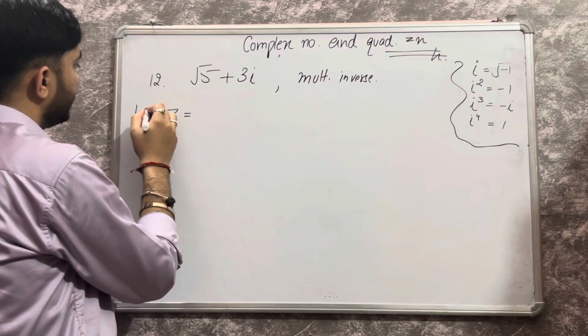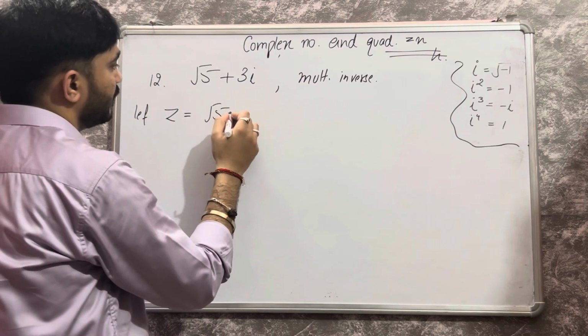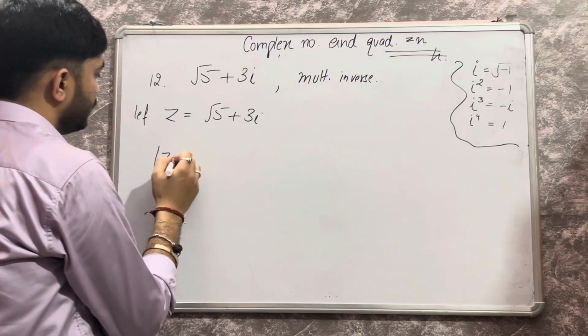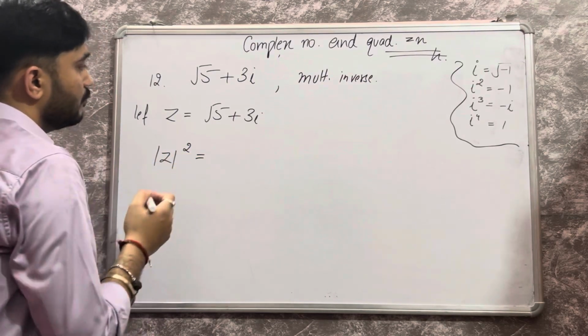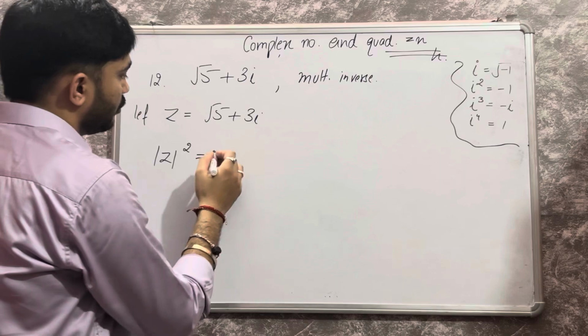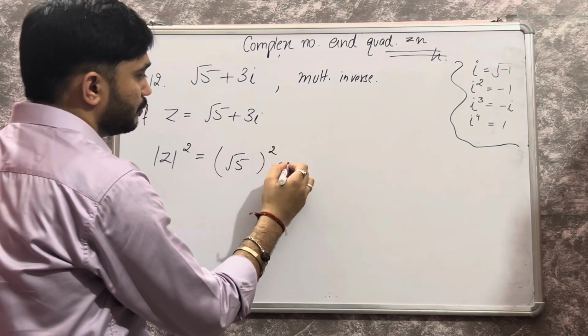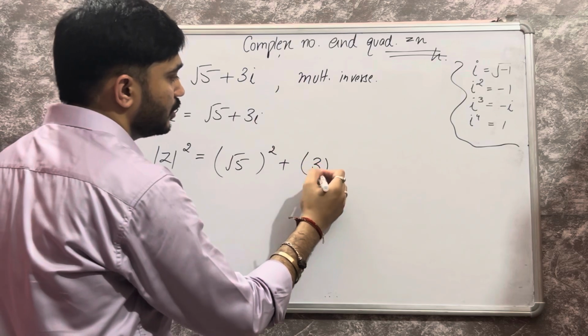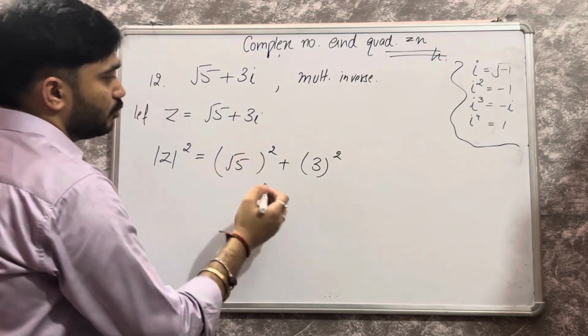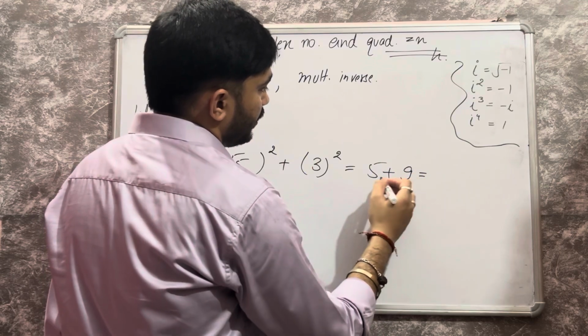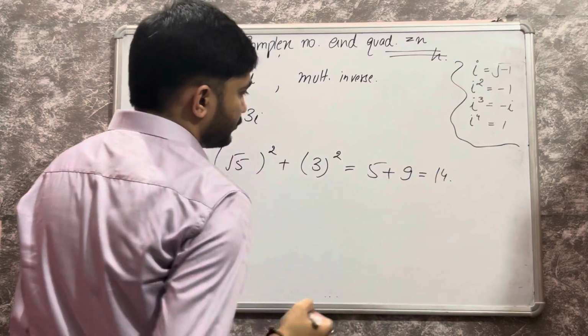Firstly, let z is equal to under root 5 plus 3 iota. Now we have to find the mod square of z. How we are going to do this? Take the square of real part plus take the square of imaginary part. Under root 5 square is 5 and 3 square is 9. 5 plus 9 is 14.